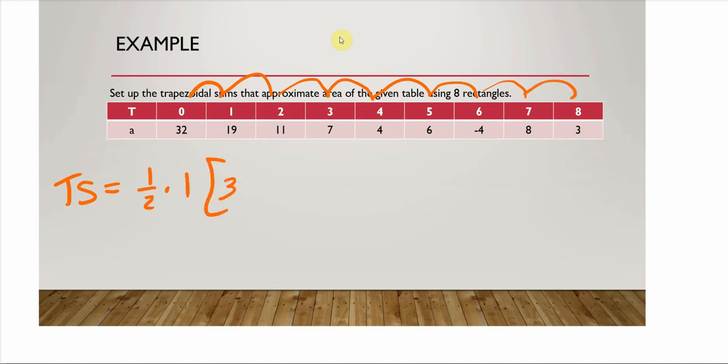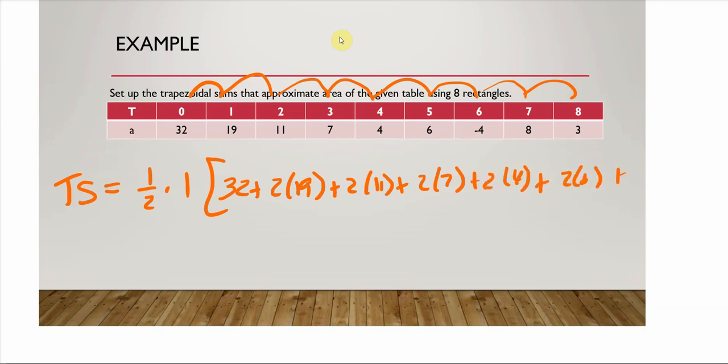And then I'm going to go 32 plus 2 times 19 plus 2 times 11 plus 2 times 7 plus 2 times 4 plus 2 times 6 plus 2 times -4. Oops, I'm going to run out of space. Plus 2 times 8 plus 3. Plug that in the calculator and you are done. And that's the shortcut. And this ends the video for the trapezoidal sums.